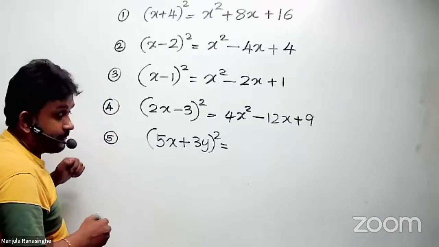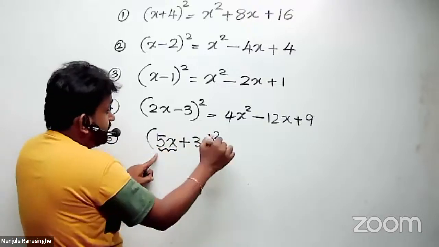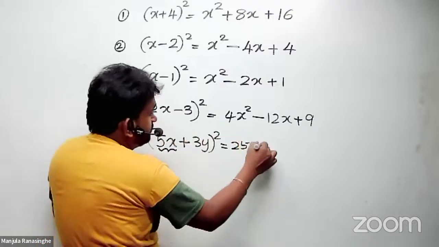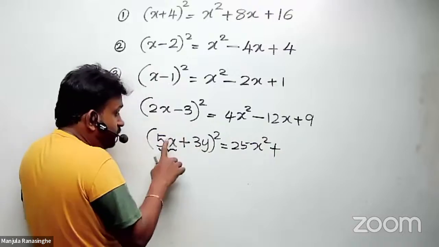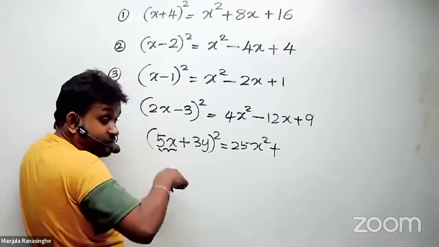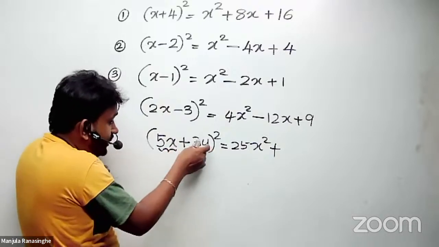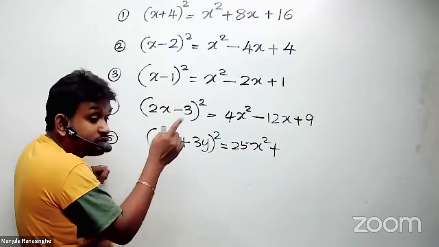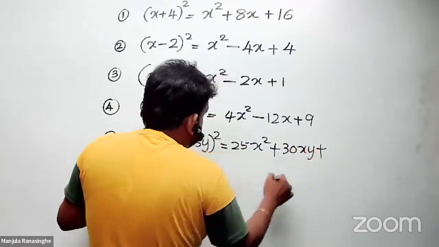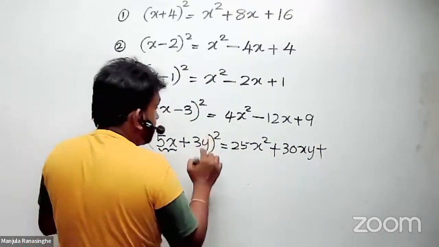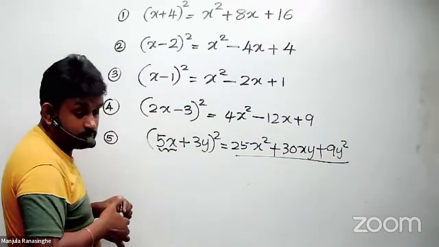Okay, see here. First term is 5x. Take the 5x squared. What is the answer? 5 squared 25, x squared. Then plus there, plus product. 3 into 5, 15. 15 taken twice, 30. And xy product: 3y into 5x becomes 15xy. Take it twice, 30xy. Right. Plus this last term is squared, 3y squared, 3 squared 9, y squared. Okay?